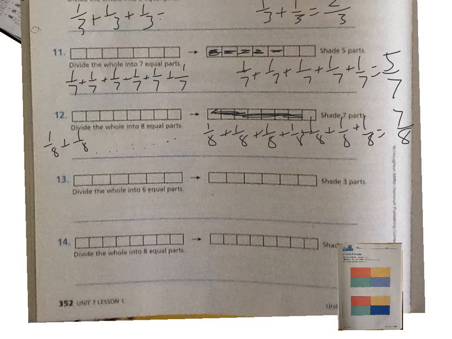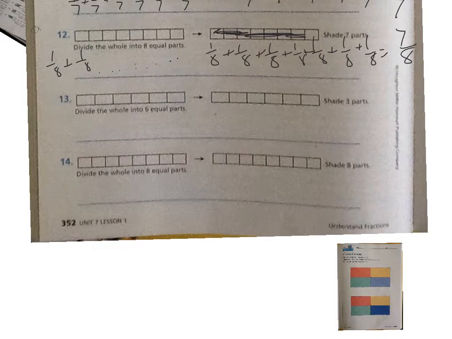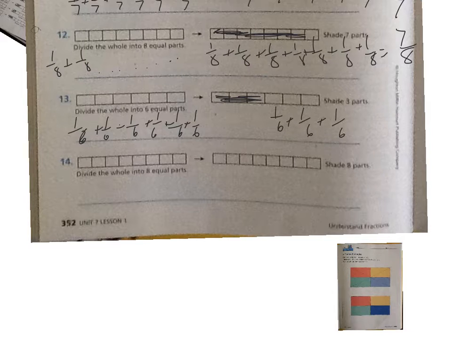Next one is 6 equal parts. So you're going to do 1/6 plus 1/6 plus 1/6 plus 1/6 plus 1/6 plus 1/6. This one says shade 3 parts. So we're going to shade 1/6 plus 1/6 plus 1/6. So it equals 3/6 shaded.